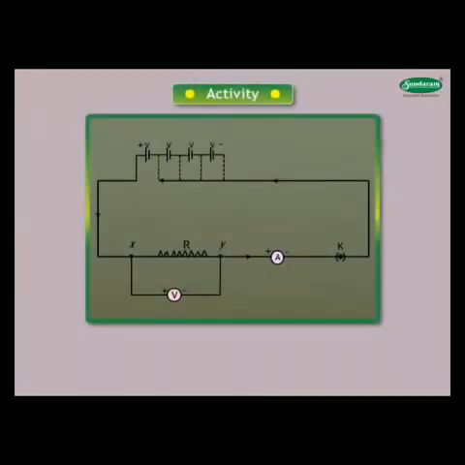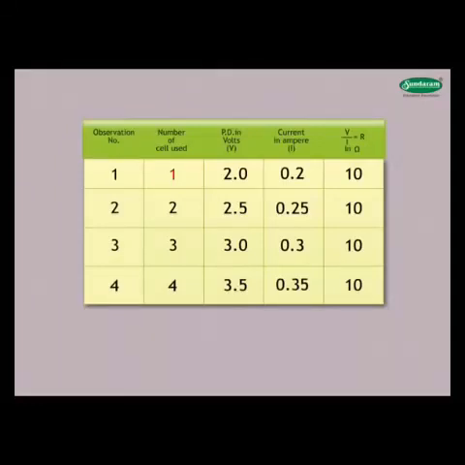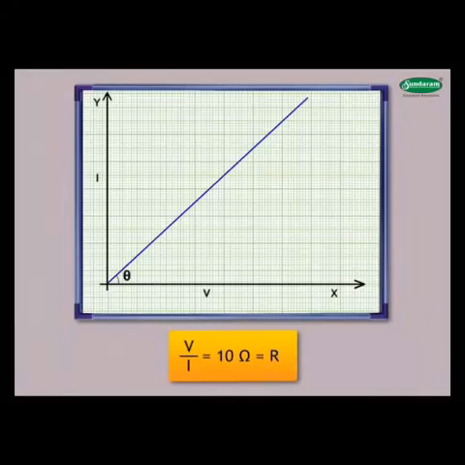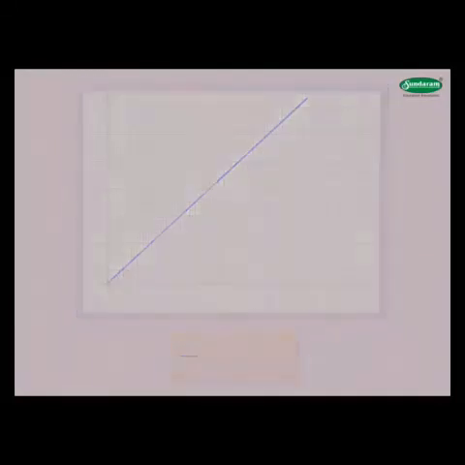Let us perform this activity. Set up a circuit as shown. Use nichrome wire of resistance R. Take 4 cells of 1.5 volt each. Nichrome is an alloy of nickel, chromium, manganese and iron. First use one cell. Note the reading in the ammeter and voltmeter. Now connect 2 cells and take the ammeter and voltmeter readings. Repeat the above steps for 3 and 4 cells in the circuit. Tabulate the result as follows and find the ratio of V and I.